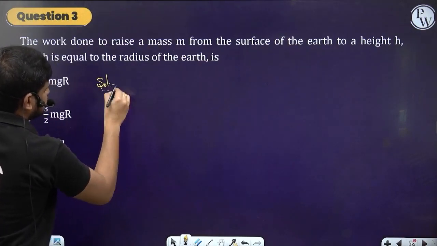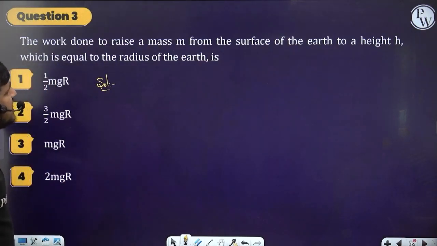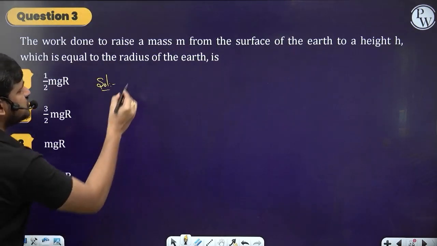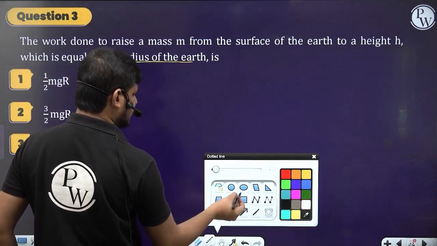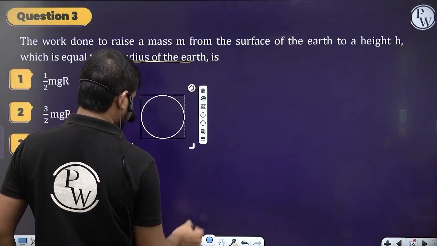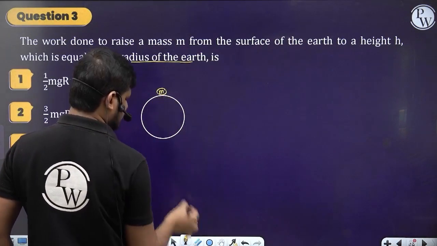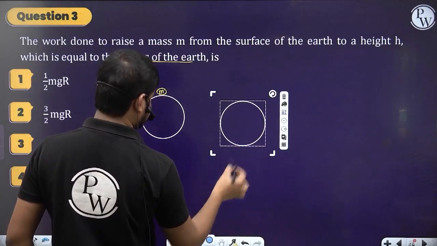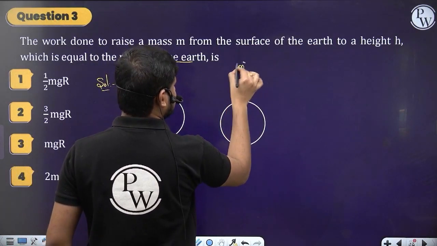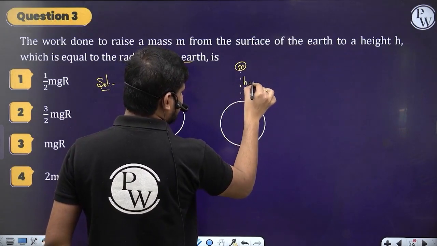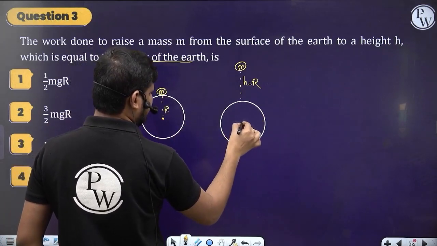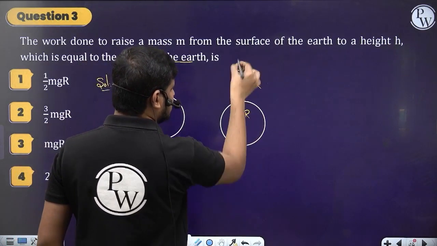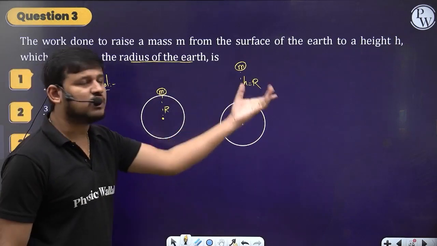The work done to raise a mass m from the surface of the earth to a height h which is equal to the radius of the earth. Initially, the object is on the surface of the earth. Then you are taking the object to some height h, where this height h is equal to the radius of the earth. You have taken it from the surface to the height h, where h is equal to R.